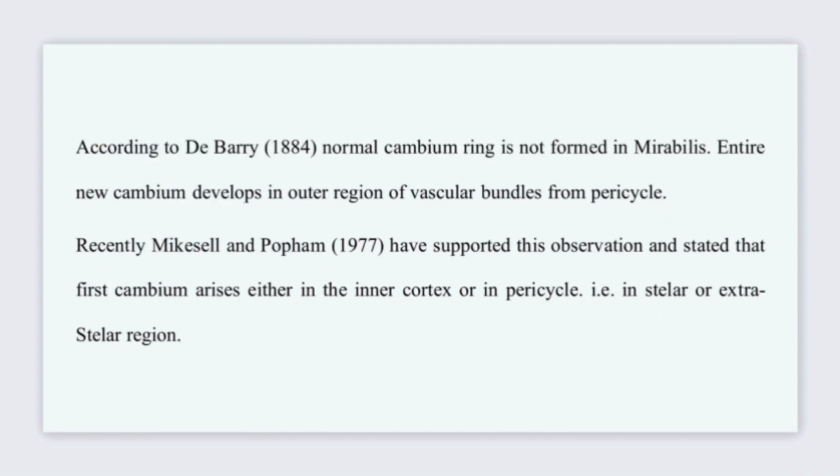According to De Bary, 1884, normal cambium ring is not formed in Mirabilis. Entire new cambium develops in outer region of vascular bundles from pericycle. Recently Michelson and Popham, 1977, have supported this observation and stated that first cambium arises either in the inner cortex or in pericycle, that is, the extrastelar region.